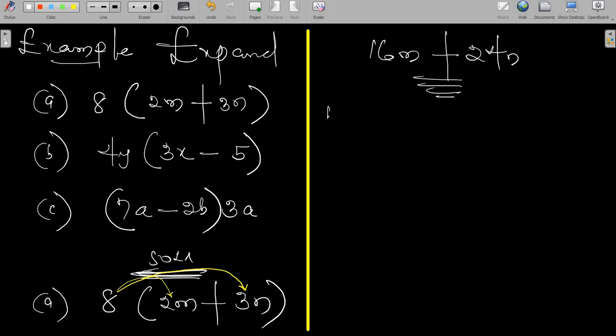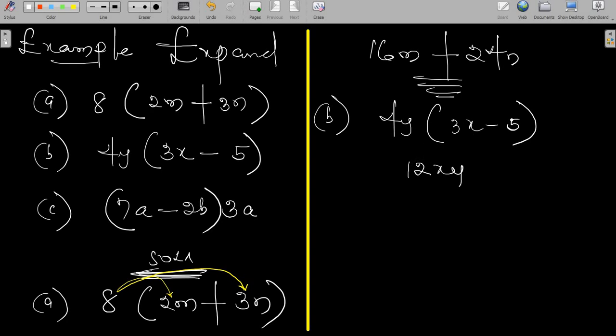So let's go to the second question, the B part. We are given 4y into bracket 3x minus 5. So how do we do this again? The same way again. Use 4 to multiply by this 3. We have it to be 12, and the y multiplied by this x, you should write it as xy. Better still, put it in alphabetical order, x comes before y. Then minus 4y times 5, we have it to be 20y. And that is the answer to that question.